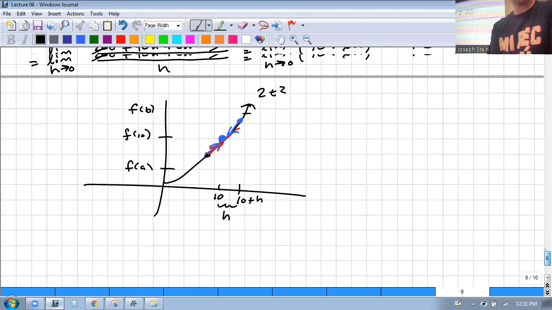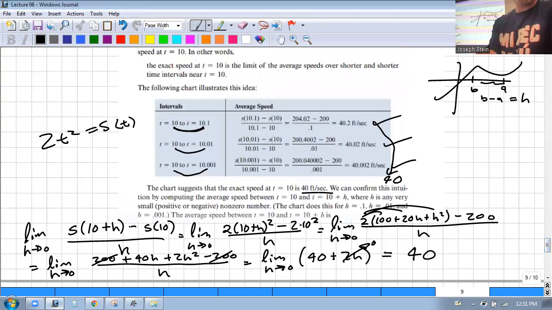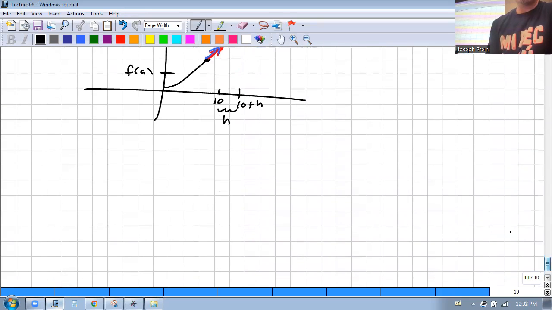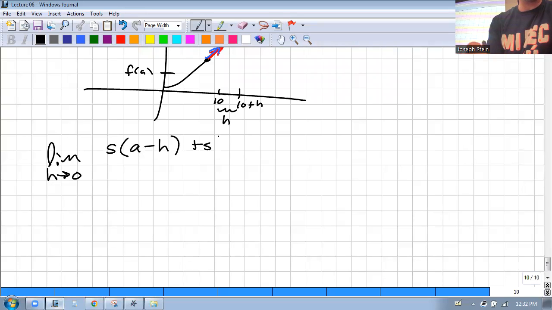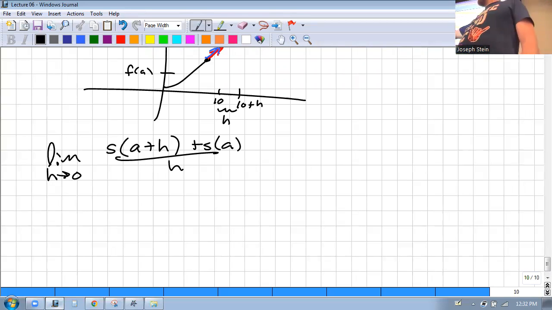So that's the trick. But why did we pick 10? Right? Instead of 10, I could have just been generic. I could say just pick any number. A can be any time you want. Instead of 10 seconds, put A there. Now this will tell me the instantaneous velocity for any value A, right?